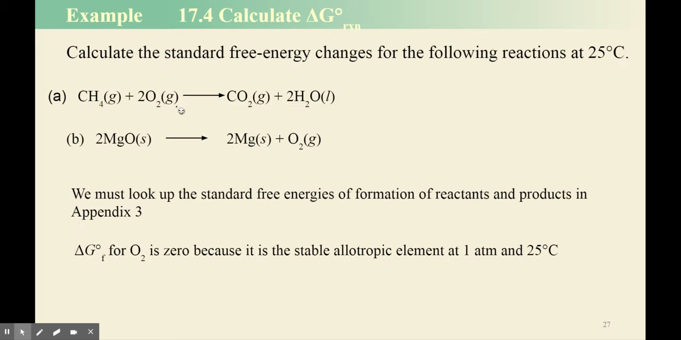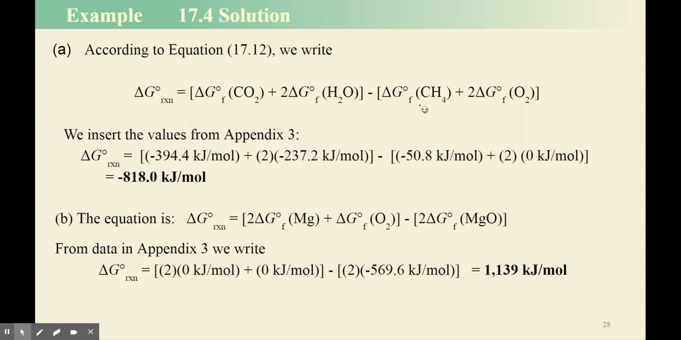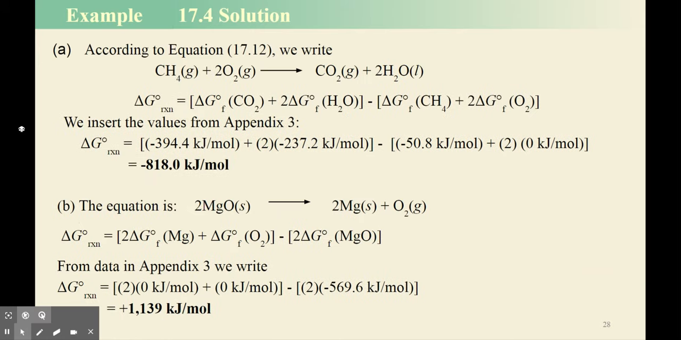So for methane and oxygen, here's as the products, we look up their values, 50.8. Oxygen is zero. Here are the products. And when we plug everything in, we end up with a negative 818. So we can say that this reaction is spontaneous because of that negative value.